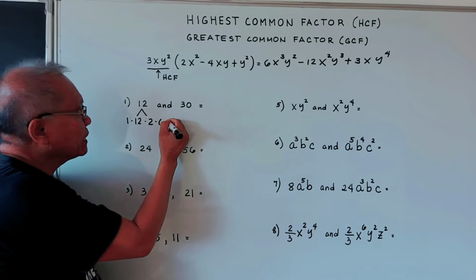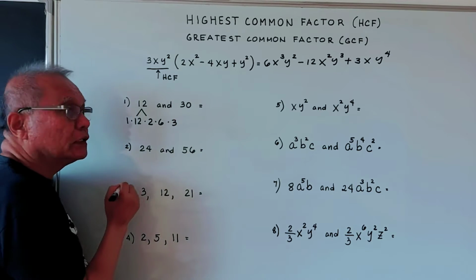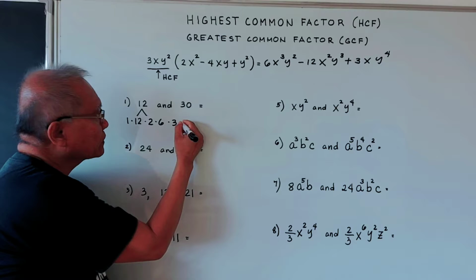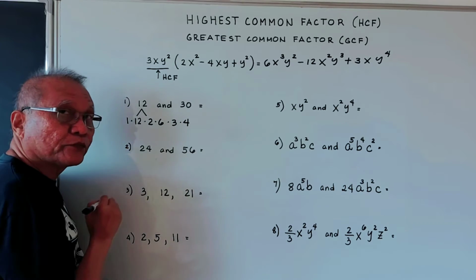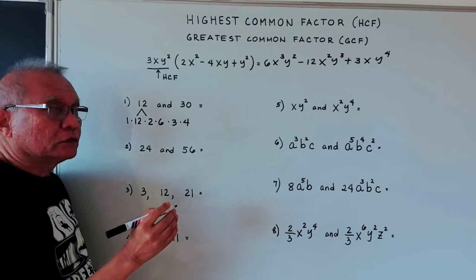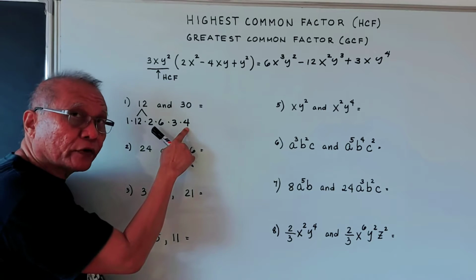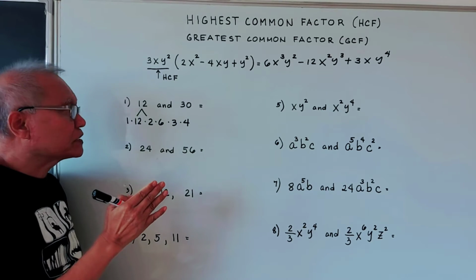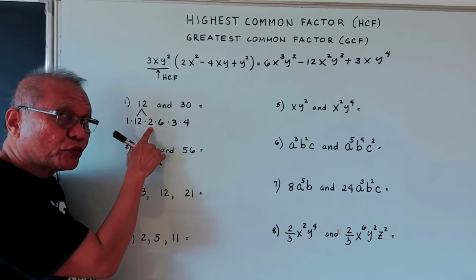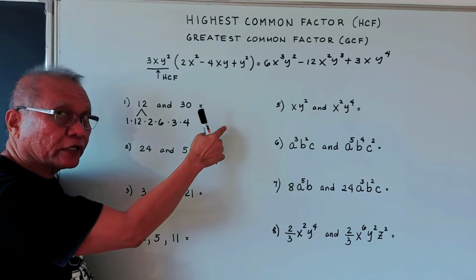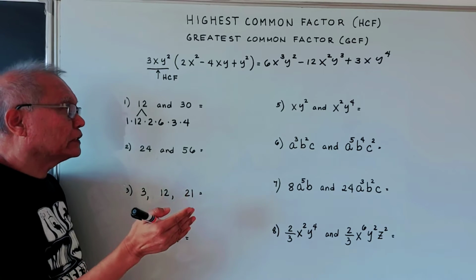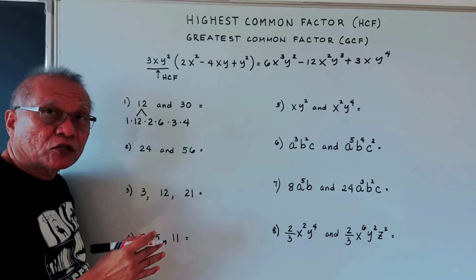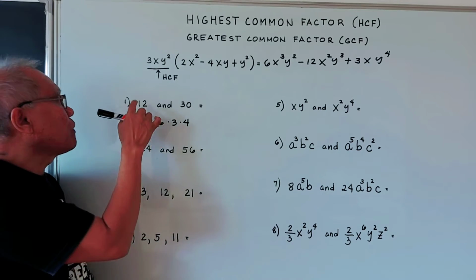Okay. Next is 3. 3 times what number to get 12? Times 4. 4, no need because we already have the 4 here. 5, no, can't be. 6, we already have 6 times 2 here. Don't put 6 times 2 there. 7, no. 8, 9, 10. So 1, 12, 2, 6, 3, 4 are the complete factors of 12.